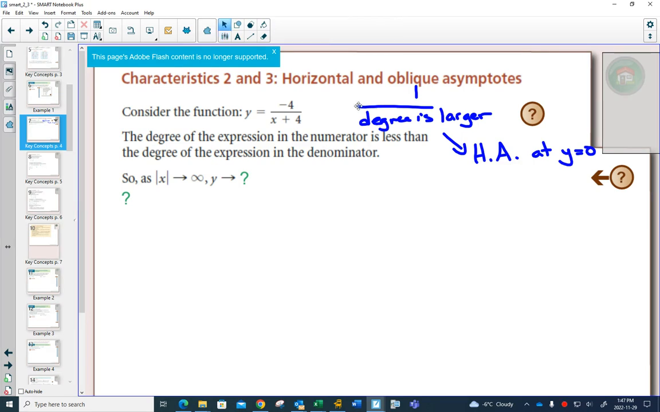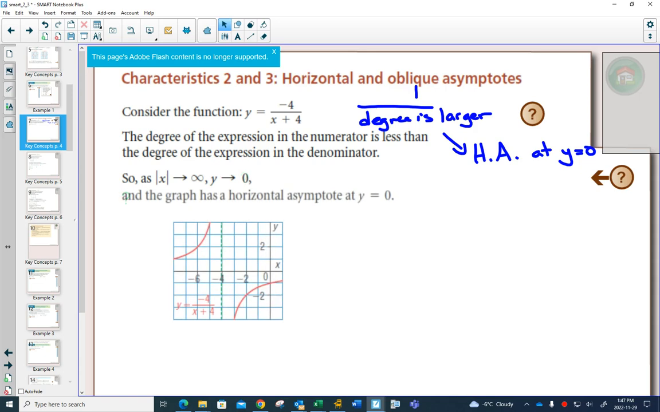Right? If x gets really, really big, you divide a number by a big number, it's going to get close to 0. So that's why that's a super easy one to tell if there's a horizontal asymptote at y equals 0.